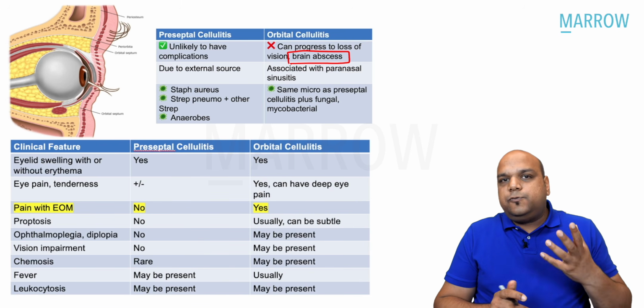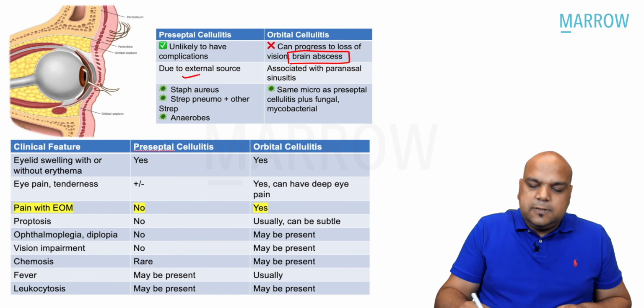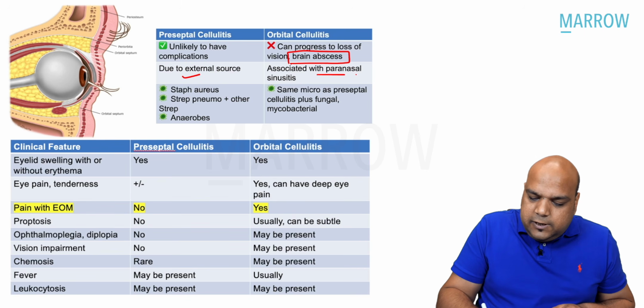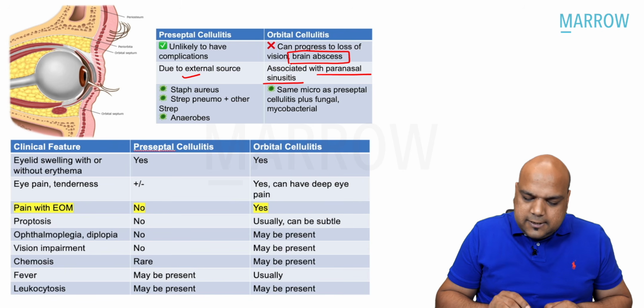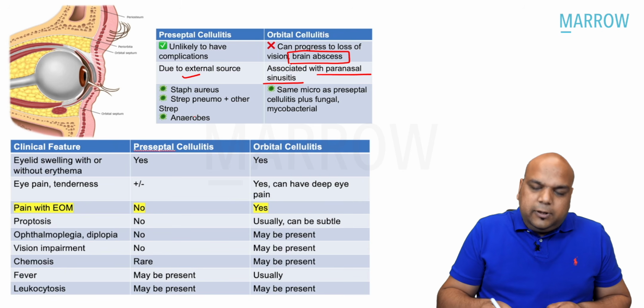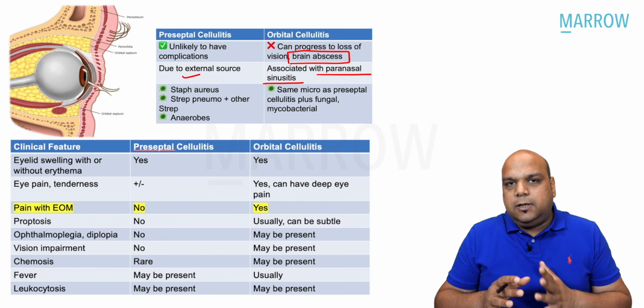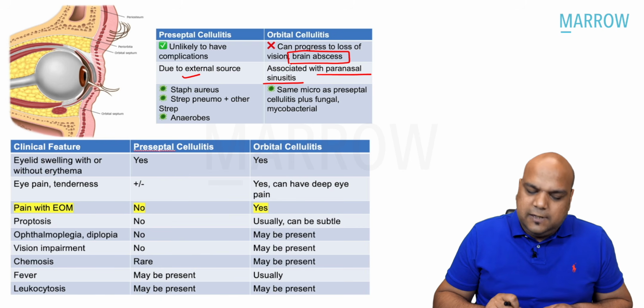Preseptal cellulitis is usually due to trauma from external sources, but orbital cellulitis is usually associated with paranasal sinusitis. That is why we need to give oral antibiotics. The most common organisms are listed on the screen. They are the same in both cellulitis types, preseptal as well as orbital.